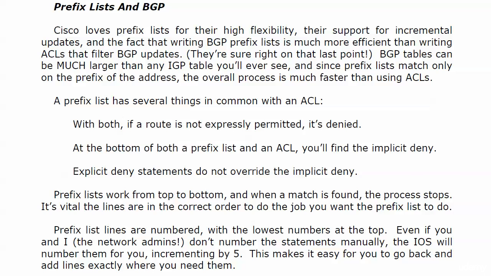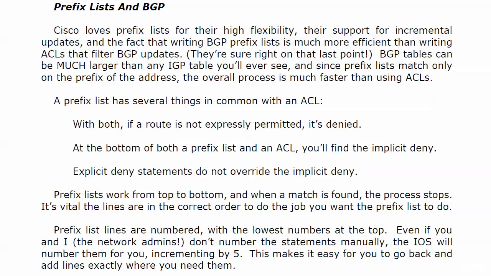Prefix lists and BGP. The use of prefix lists is not limited to BGP, but you're going to use it with BGP a lot. A couple of reasons Cisco lists on their website: there's high flexibility, support for incremental updates, and here's the really good one that you're going to love the more you work with BGP. Writing BGP prefix lists is much more efficient and easier than writing ACLs that filter BGP updates.